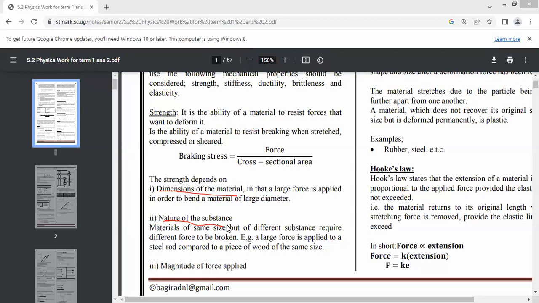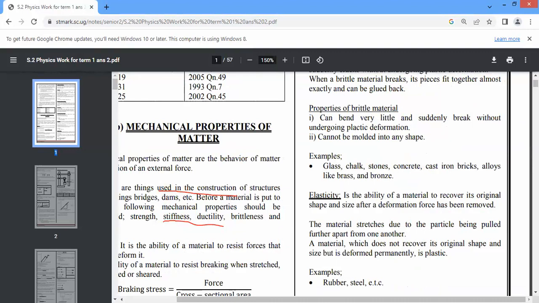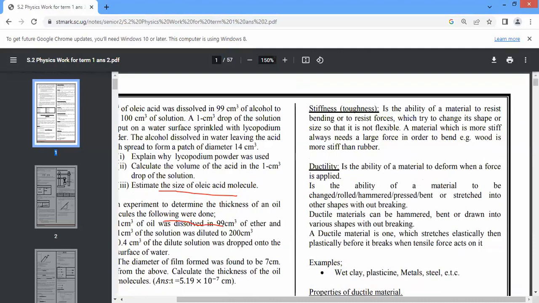Then the other factor that may affect the strength of a material is called magnitude of a force, or how big a force is. So what does that one mean? It means that if I have a large force, we'll need a very strong material to withstand it compared to a small force.